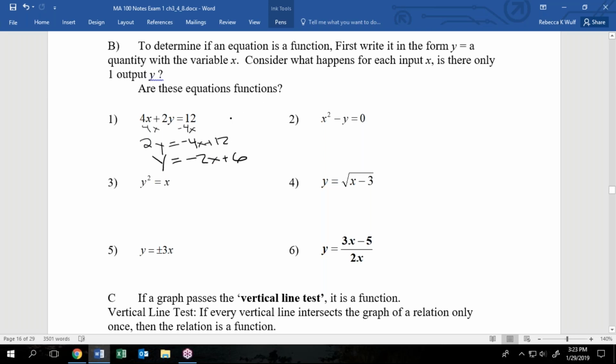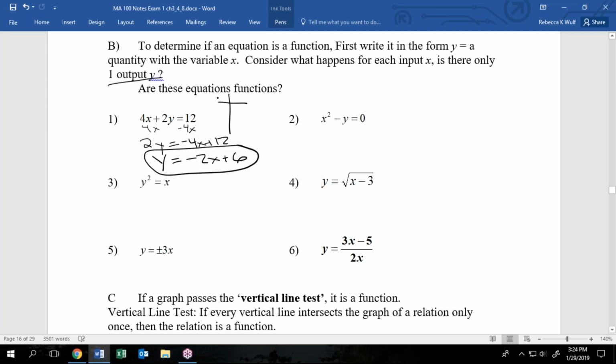Okay, so now that I have y in terms of x, I want to think about for each x value I plug in, would I only get out one corresponding y value? That is the question. Now that's a very abstract question. Like I said, there's infinite values to plug in.